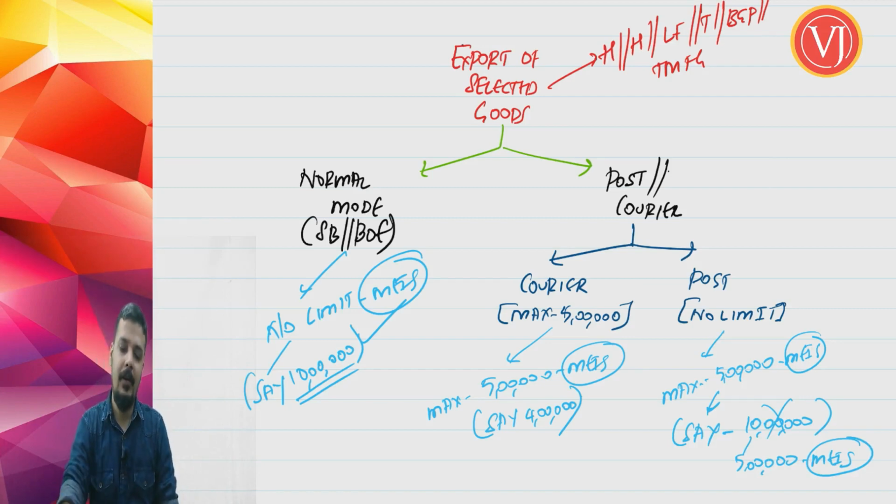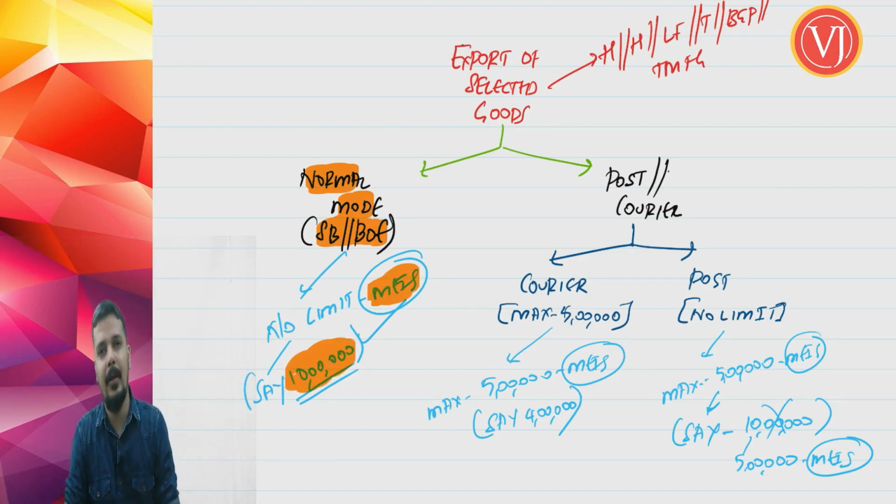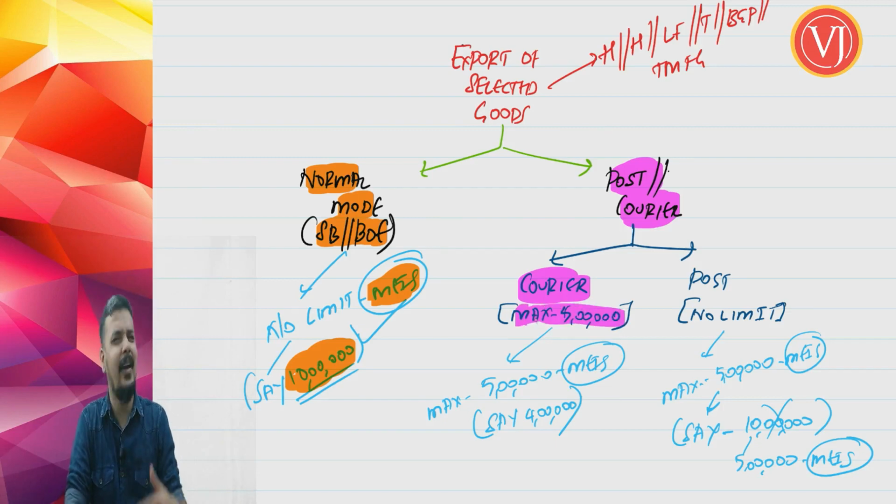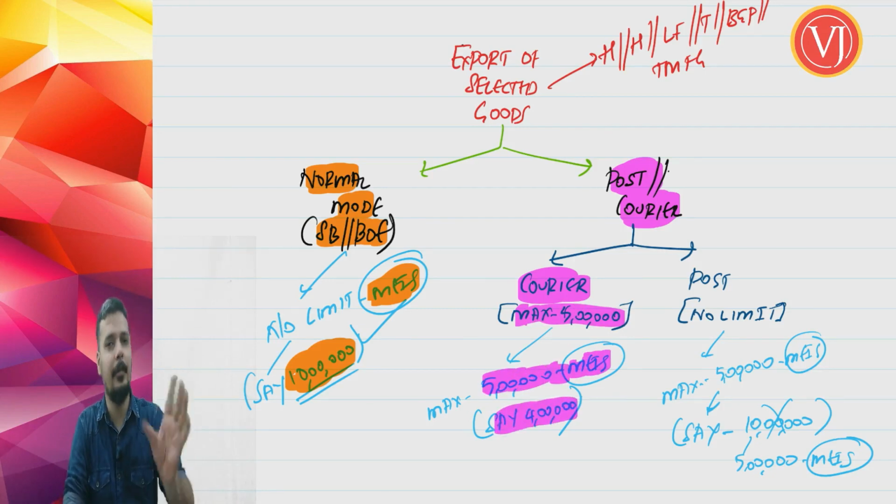Now friends, if you look at the difference, if all these notified or specified goods are exported through the normal mode, with a shipping bill or bill of export, and you have shown 10 lakhs export, the entire 10 lakhs is eligible for MEIS. If you are exporting the same through post or courier, through courier the maximum you can export is only 5 lakhs. So you cannot actually export more than 5 lakhs, and the maximum amount for MEIS is also 5 lakhs. So I have taken the example of 4 lakhs and that is eligible for MEIS.